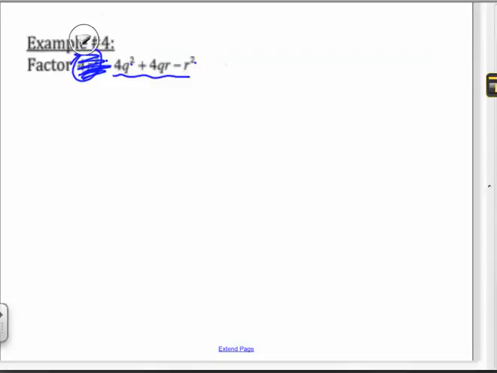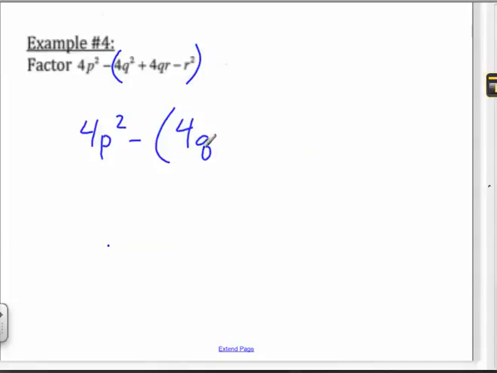Okay? But now, what I have to do is this. I'm going to put up some parentheses here, but wait a minute. What just happened to that 4q squared? What happened, CB? You cut out the negative, which makes it a -1, multiplying and changing. Exactly. All those signs have to change. That negative 4q squared is now a positive 4q squared. So I have to rewrite this as 4p squared minus parentheses 4q squared minus 4qr plus r squared. Okay?